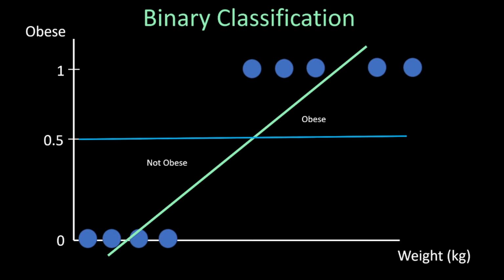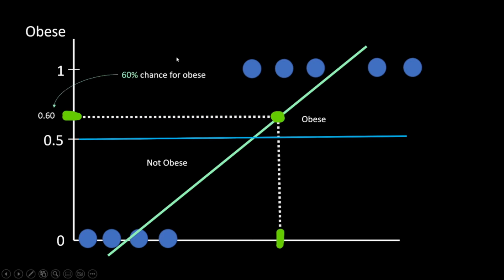So if, for example, your x value and y value are above this, then we say it is obese because it is above 0.5. So if we're given a weight in kilograms, we can tell the probability of it being obese, right? And this 0.6 means a 60% chance, right? And this line is the best fit line. If you don't know what the best fit line is, I highly suggest you check out my linear regression video, right?